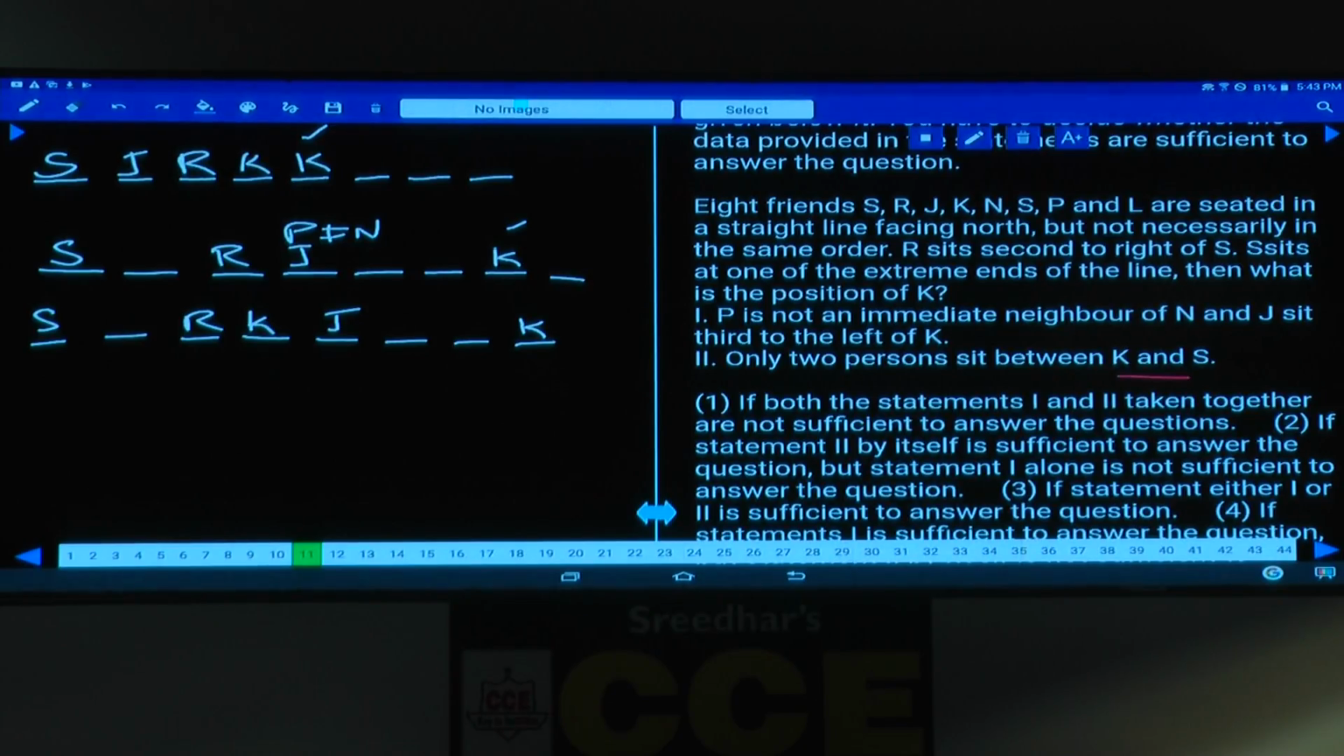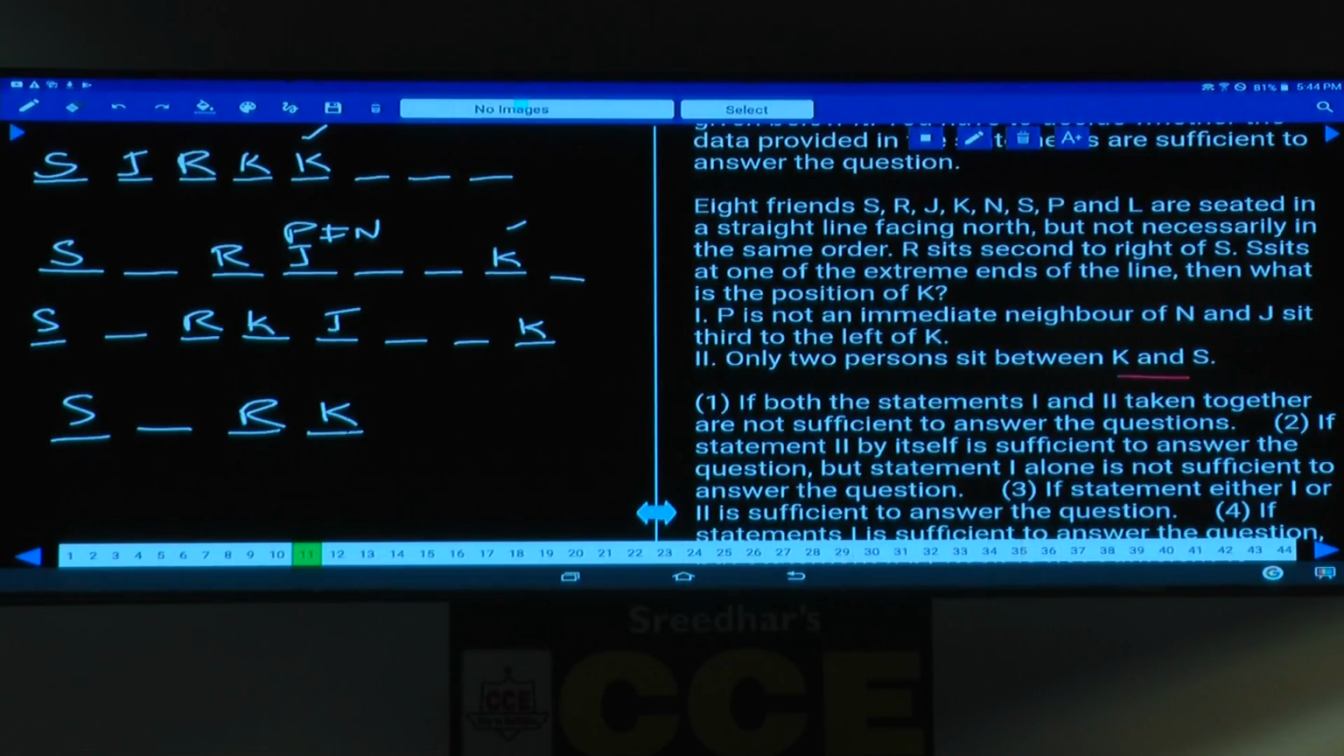If you take K at this place, then J sits third to the left of K. Now S is at the first place, 1, 2, R will be here, and with 2 persons between, K will be here. And again, J sits third to the left of K. Is it possible here?